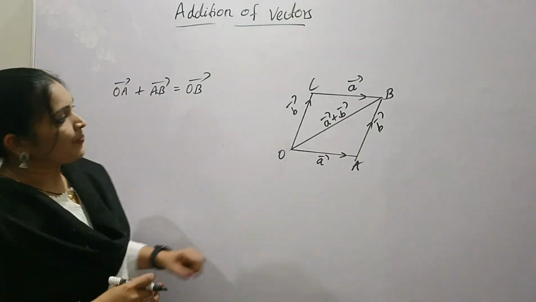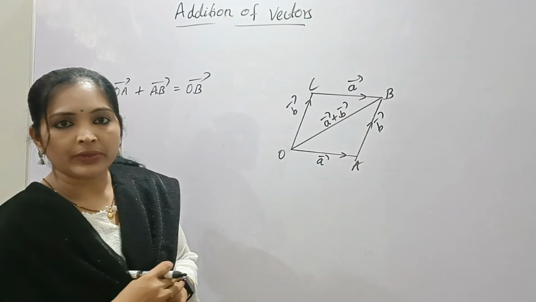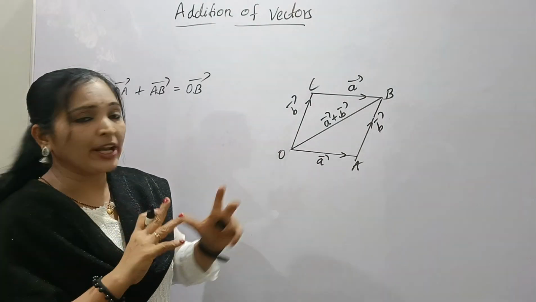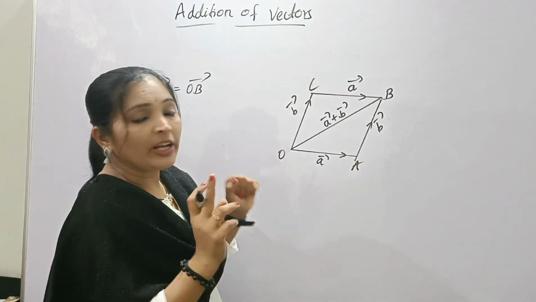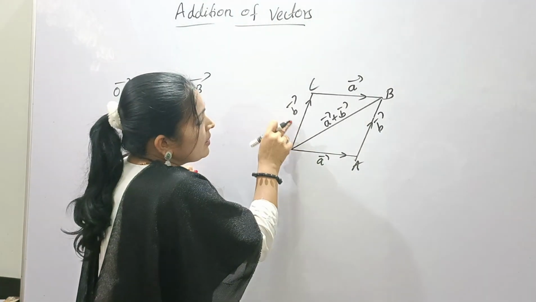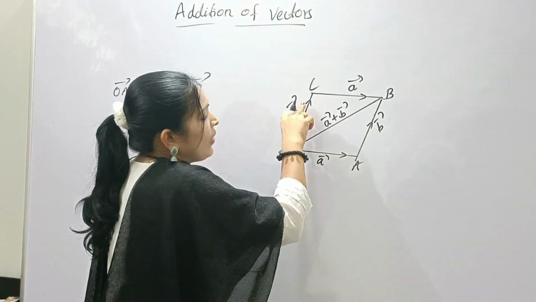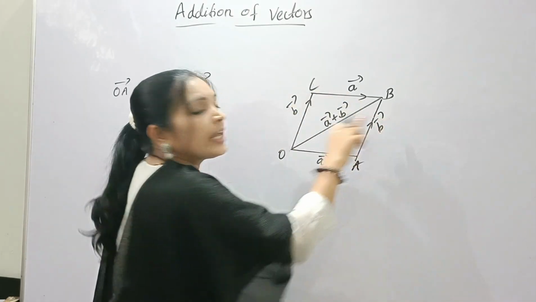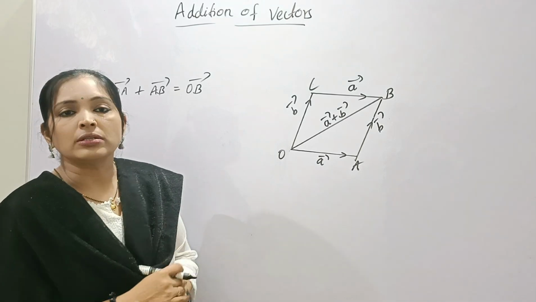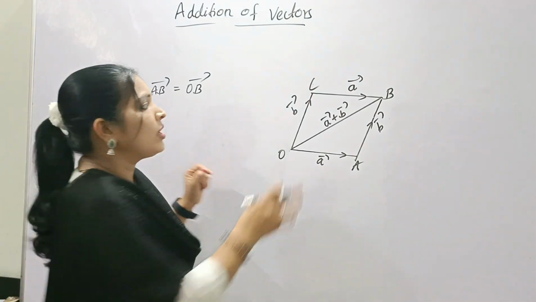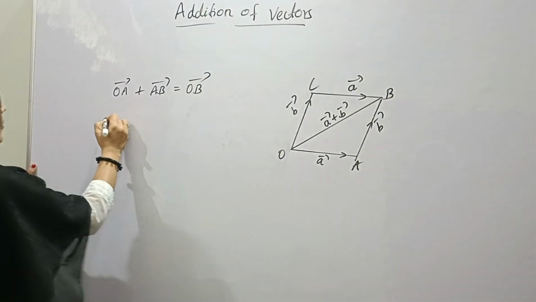Okay, and see here, it's a parallelogram, right? So opposite sides are equal, right? That means the magnitudes of these vectors are the same. What about direction? See here, vector OC is equal to vector AB, right? Because magnitude and direction are both the same. Therefore, vector OC is equal to vector AB.